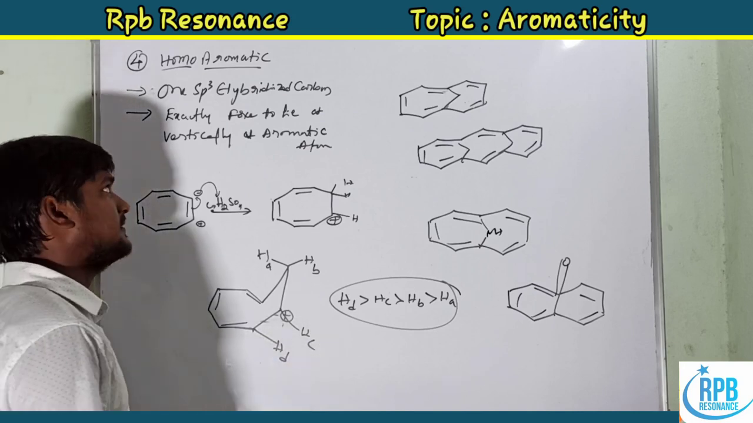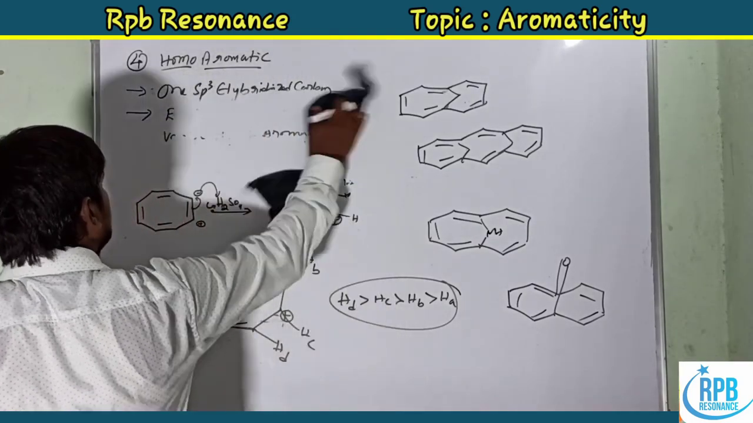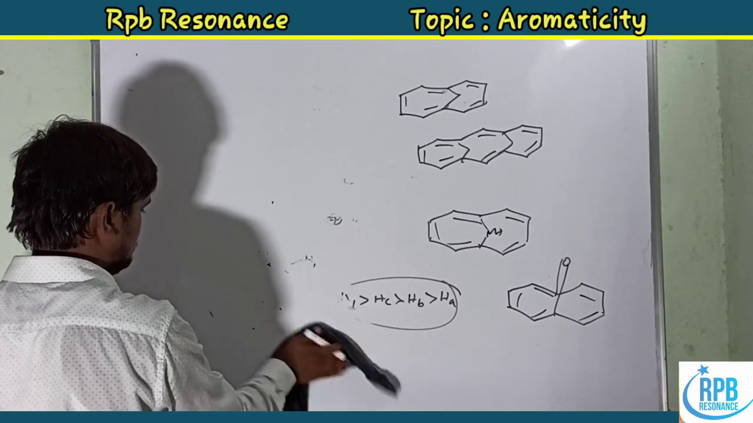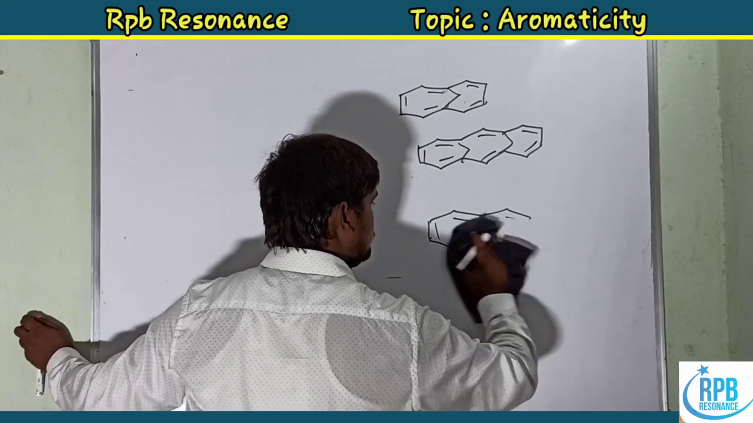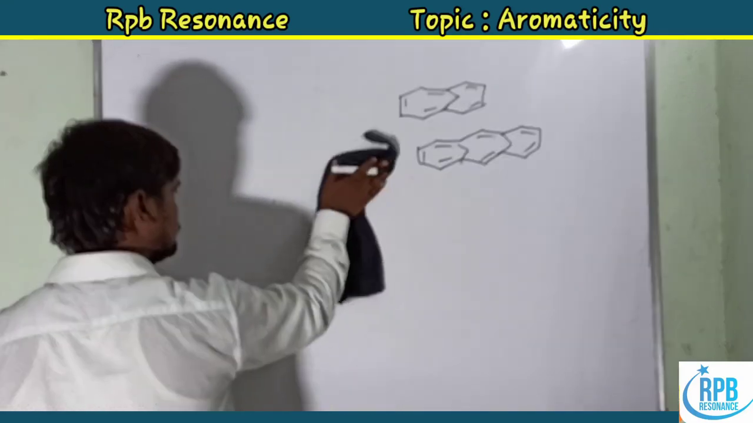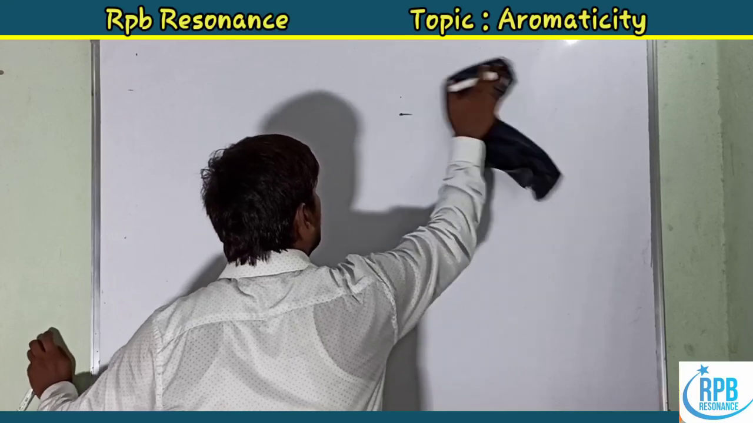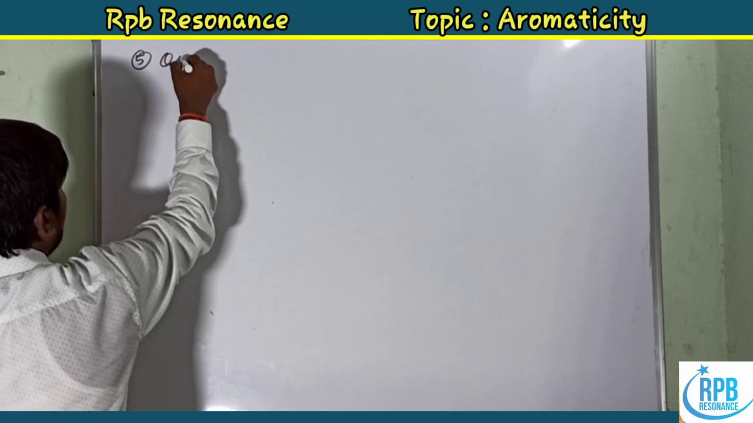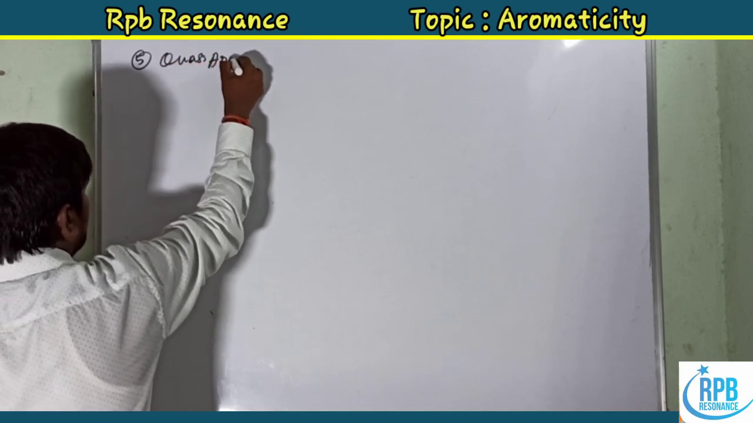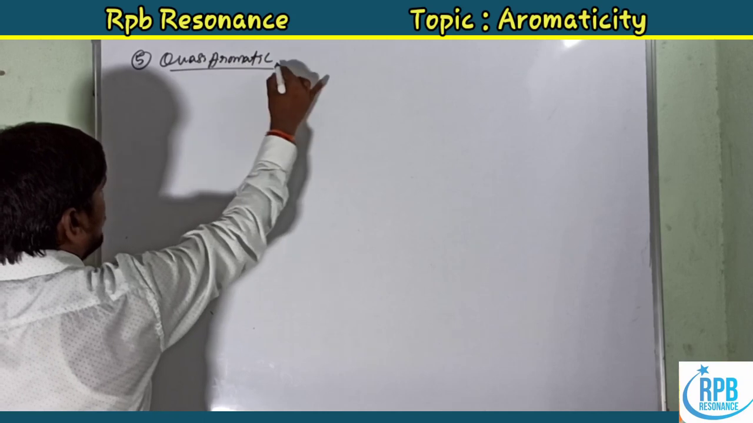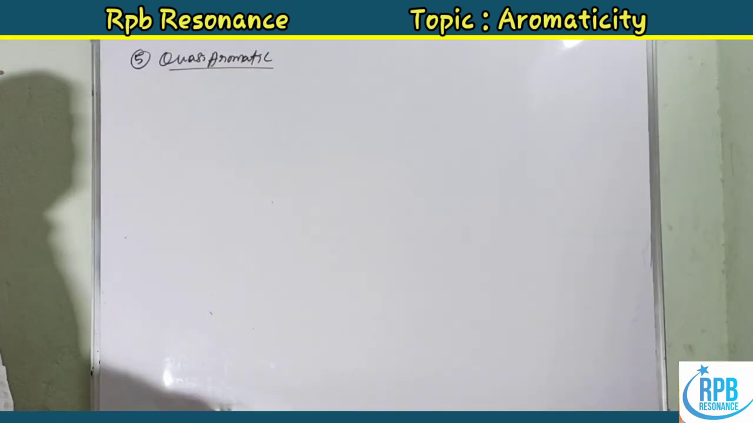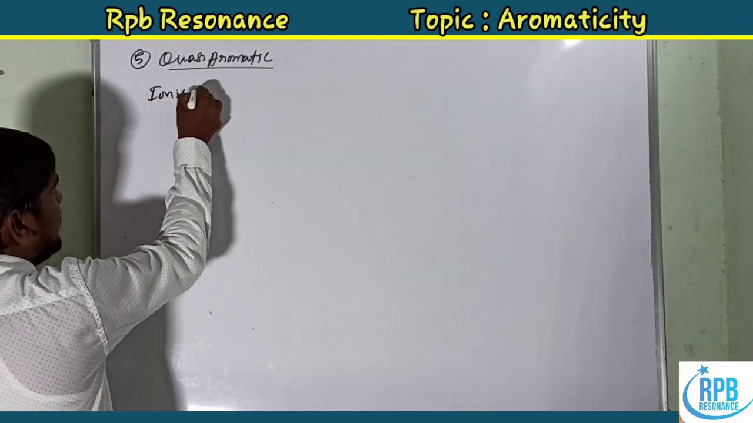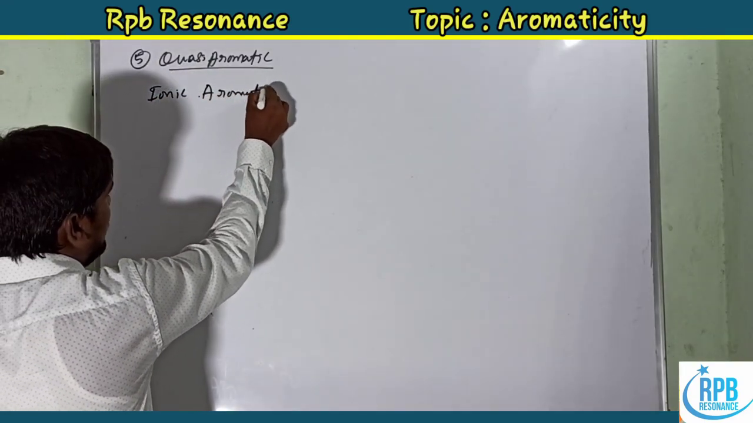Now let's move on to the final one, the quasi aromatic. The final one of the video. So the fifth one is the quasi aromatic compounds. Simply, quasi is nothing but ionic aromatic. Ionic aromatic compounds are called quasi aromatic.